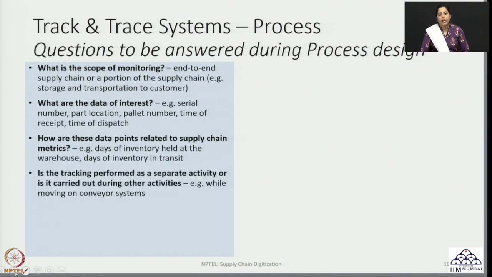We would be interested in knowing whether we want to carry out tracking as a separate activity altogether. That is, once the items are loaded or unloaded, then we do the scanning and we find out whether the items are fully loaded, or is it something that can be happening in parallel along with another process. Let us say the product is moving on a conveyor system, we can have sensor based systems that are going to just scan the products as they move through the locations.